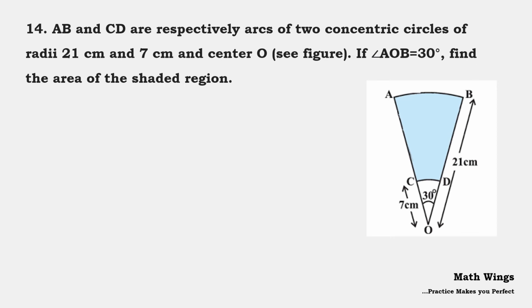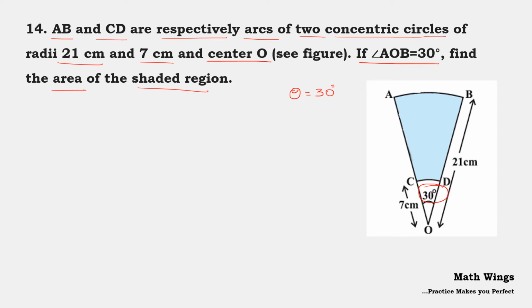We are given AB and CD are respectively the arcs of two concentric circles of radii 21 cm and 7 cm and the center O. So we have the central angle as 30 degree. Here it is given, if angle AOC is 30 degree, we have to find the area of the shaded region. Let us list out what all is given to us. So we have theta is equal to 30 degree.